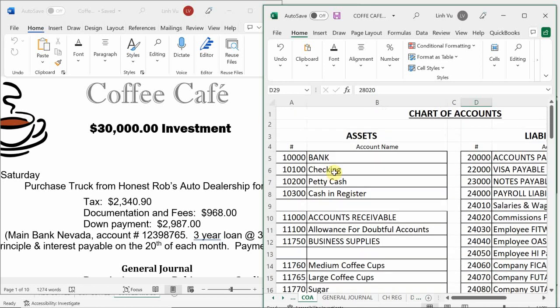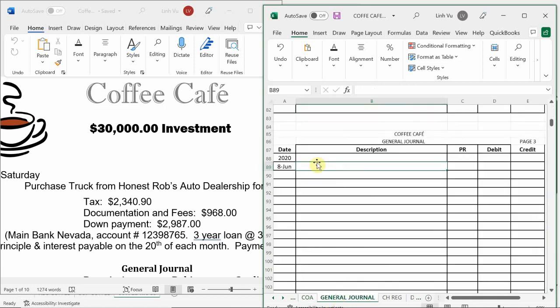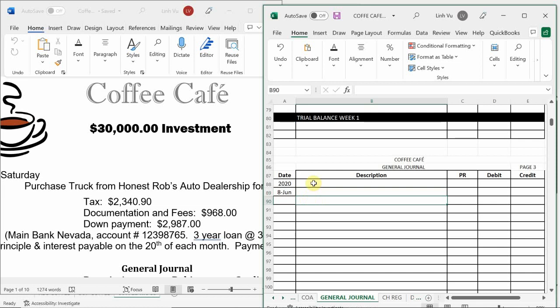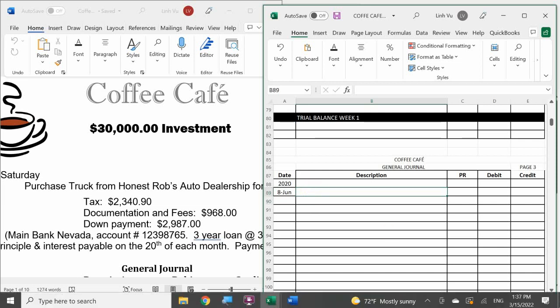We need to put checking because we made a down payment. In this case, we wrote a check out to Honest Rob's Auto Dealership, so we will be using our checking account 10100. So, general journal. Let's use our transaction analysis. I acquired a truck, which is an asset.